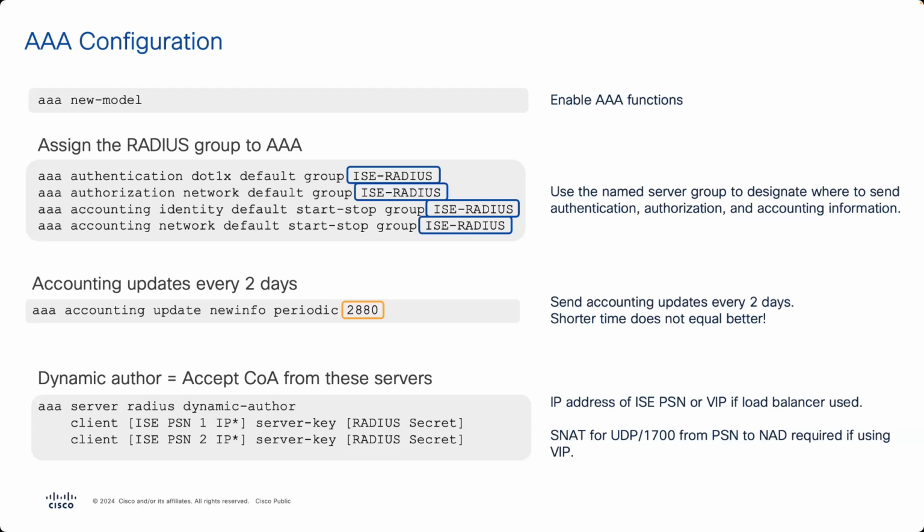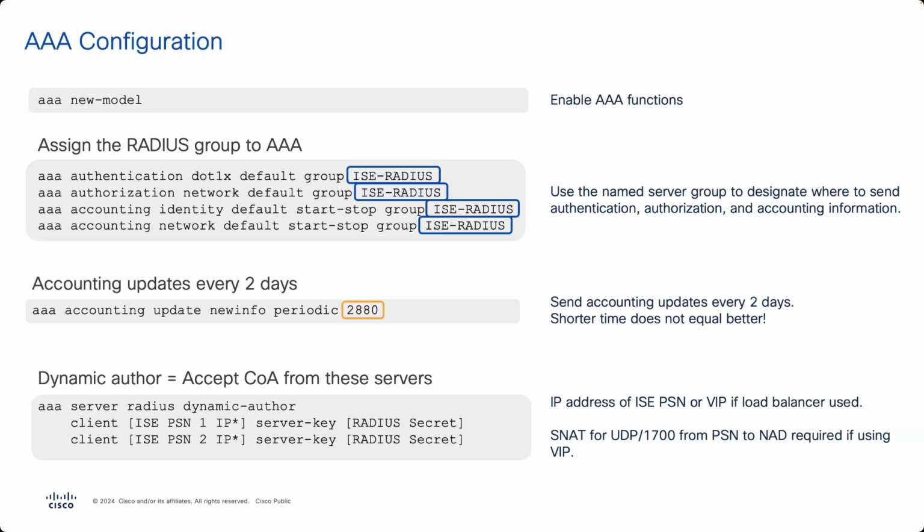After 5 days, if ISE doesn't receive any accounting updates, we're going to mark that as no longer a valid session. So it's going to tear that session down in ISE. What we're telling the switch here is, hey, every 2,880 minutes, which is 2 days, just send an accounting packet for that session. Because that 2 days is less than the 5-day counter in ISE, we maintain that session information.